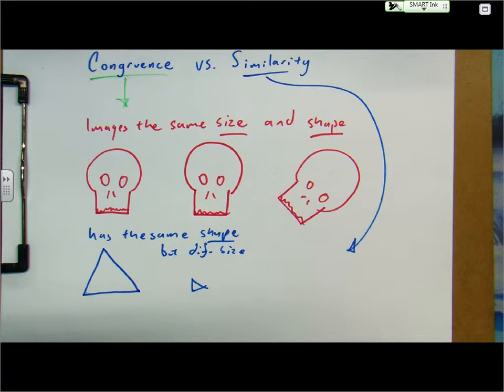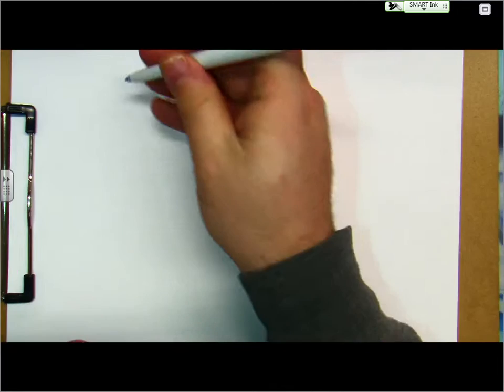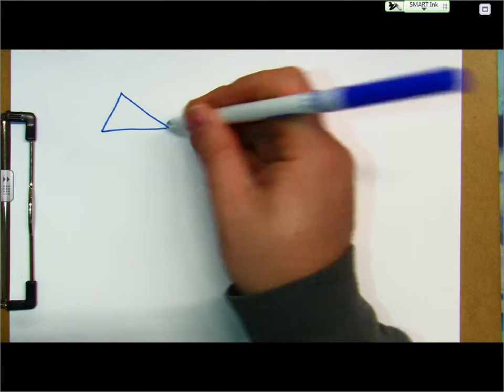Does that make sense? We're going to be talking about similar triangles a lot, and about how we know triangles are similar. Because, and I'll give you a quick preview of that, when we're talking about triangles, we're talking about angles.